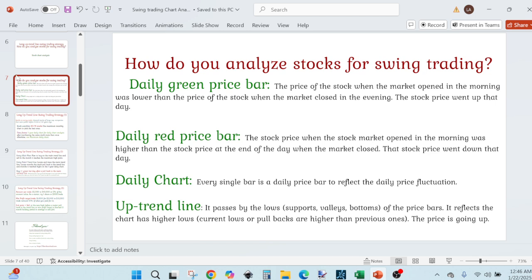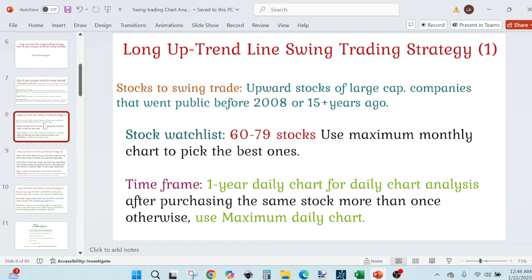And as a swing trader, you swing trade on the daily chart. It's okay to swing trade on the daily chart, and you use maximum daily chart or 1 year daily chart for your chart analysis to buy stocks and to sell stocks. And it's good to determine your trend line that you like to buy at. Those trend lines are upward, they are support lines, they pass by the lows of the chart, and that's where you enter, and then you decide where to sell at the next resistance line.